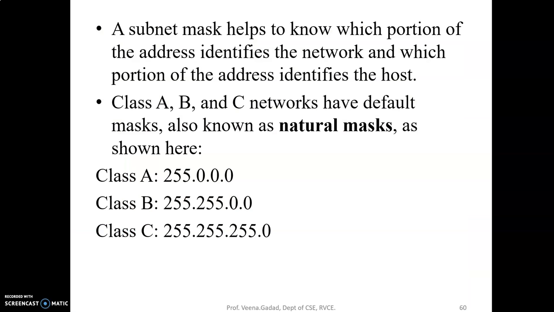A subnet mask helps us know which portion of the address identifies the network and which portion identifies the host. Class A, B and C networks have a default mask, also called the natural mask. For class A it is 255 because the first octet is the network part. In class B, the first 2 octets are the network part and the last 2 octets are the host part. In class C, the first 3 octets are the network part and the last octet is the host part.